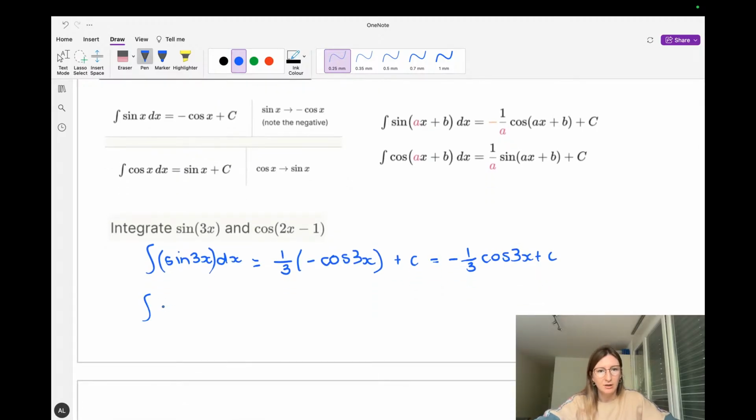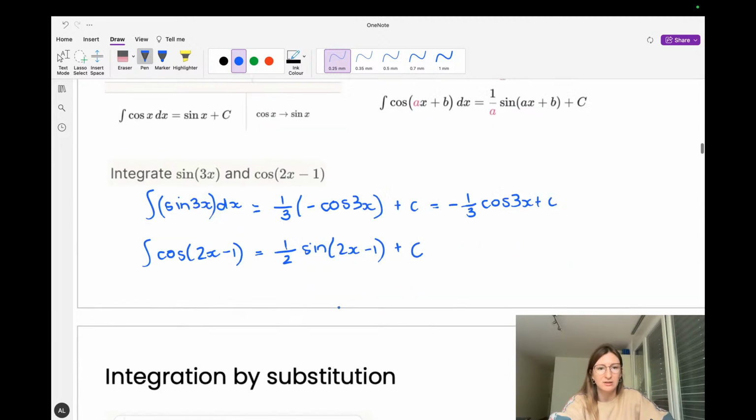And then for cos 2x minus 1, similar thing. We're just going to divide by that number, that 2. And then for cos x, it's just sine x. So sine 2x minus 1 plus c. So just so that you see that in all the different capacities, if you see the linear function in there, which is going to come up quite often, they're most likely not going to just ask for a cos x integral. It'll be cos with a linear function in it. Just remember to divide by that coefficient of x.